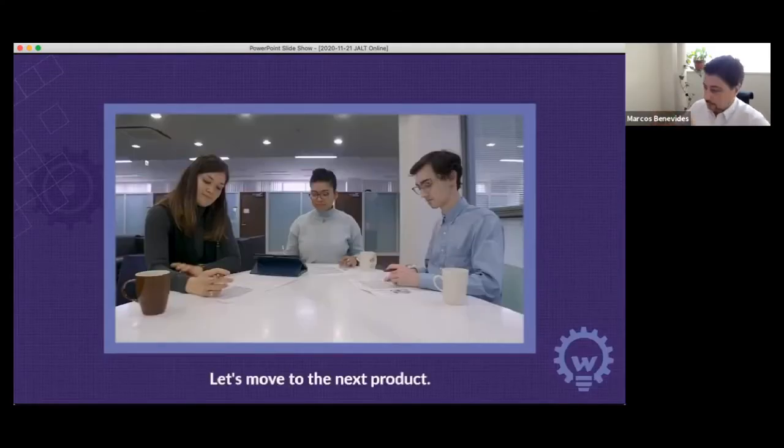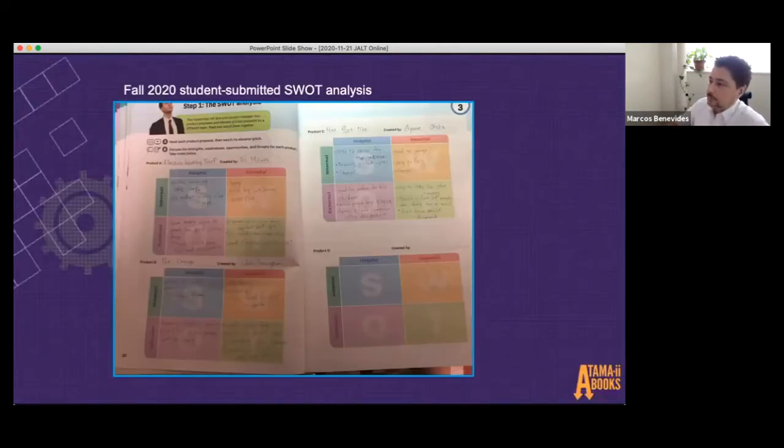And of course, the teams in the class watch this and they use it as a kind of model, as an example. And then they fill in their own SWOT analysis. Here we're looking at an example from my own class this semester, where the students have looked at 3 different products and they're weighing the pros and cons of each, and they're going to come up with one product that's their selection.